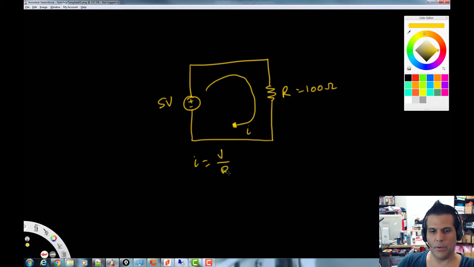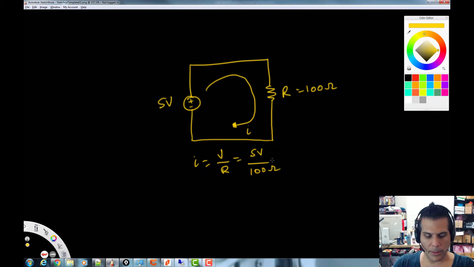V over R. V equals 5 volts, R equals 100 ohms. Again, get your calculator out until you can do these in your head, and I don't want to do them in my head yet until you're comfortable. So that's going to be 50 milliamps. If we build this circuit and measure this current, we're going to get 50 milliamps.